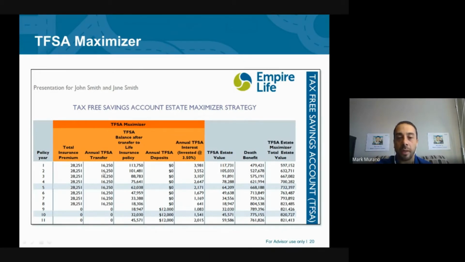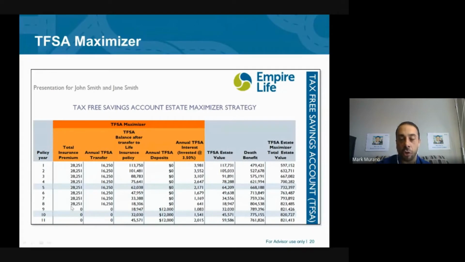Year 2, we spent $28,000 in premiums. It's coming from $16,000 out of my TFSA, so we subtract $16,000 from $17,731, which gives me $101,481, et cetera, and it goes throughout the years. By year 8, my TFSA balance is going to be approximately 0. Still a little bit of growth there from the interest earned, but we've taken the full amount out of the TFSA, and we have paid $28,000 in premium.